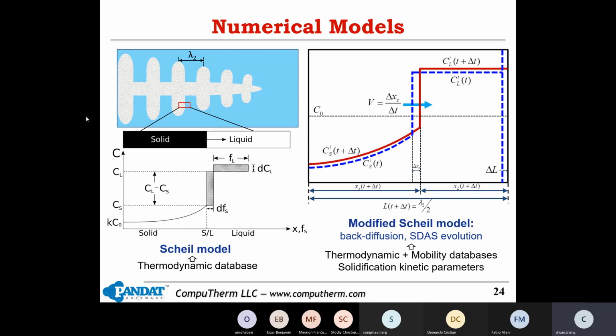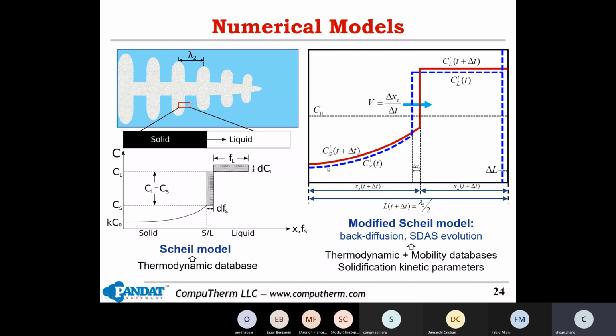Usually, for solidification simulation in the CALPHAD approach, we just focus on the solid-liquid phase region, as shown in this schematic diagram. In the phase diagram module, we already implemented the Scheil model. The Scheil model schematic is shown here. This model deals with solidification without considering back diffusion in the solid phase, but with complete mixing in the liquid phase. To use this model, we just need the thermodynamic database.